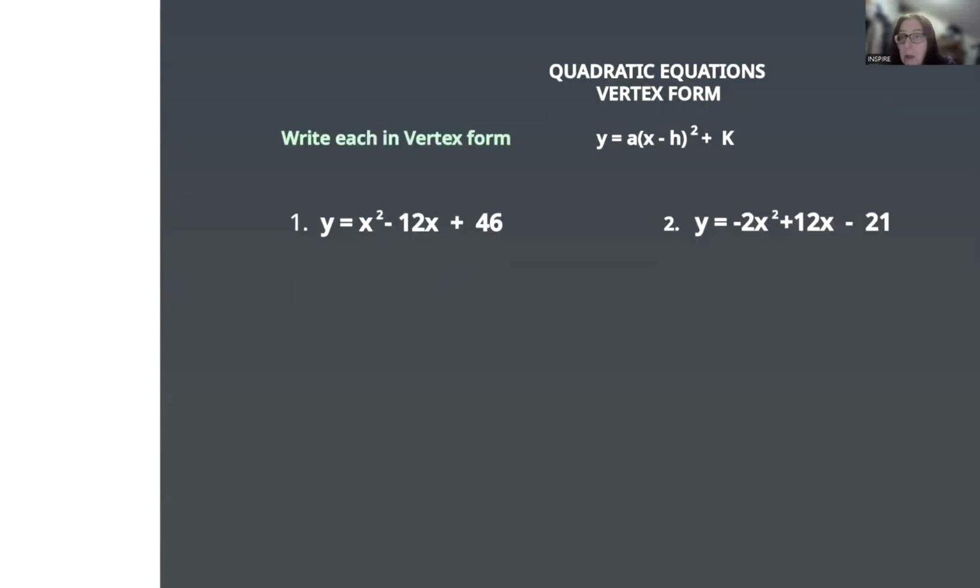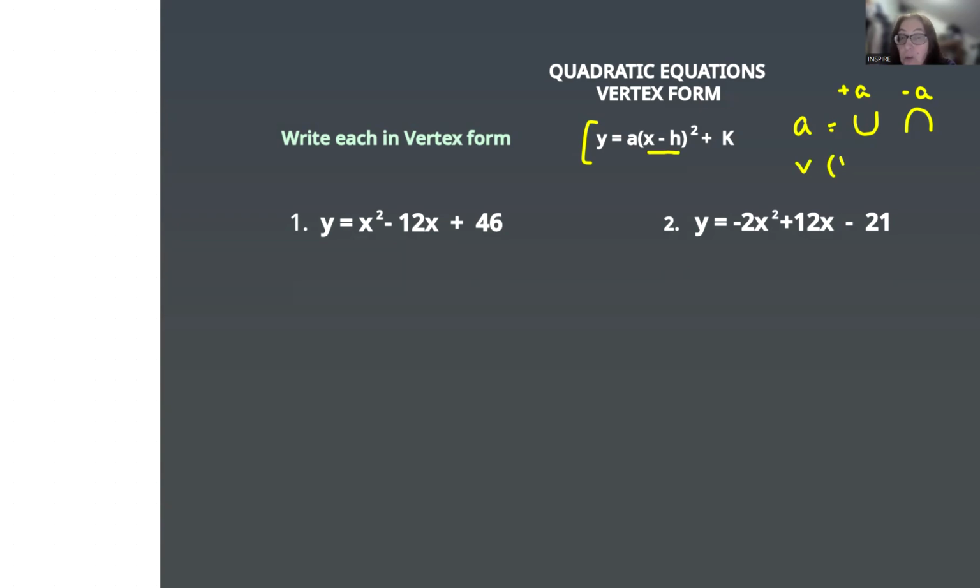A tells you if the graph is going to open up or if it's going to open down. If A is positive, it's going to open up. If A is negative, it's going to open down. It also tells us our vertex. Our vertex is opposite sign here because this is not x equals, this is written as a factor. So it's going to be opposite sign and then y equals k.